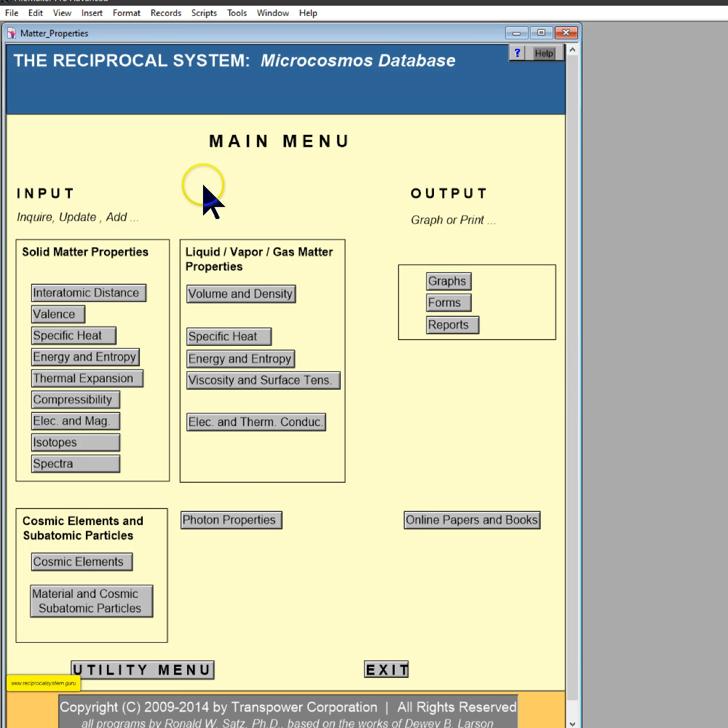Then there's the Reciprocal System Macrocosmos database, which I've already covered in numerous screencasts. It covers the properties of the universe as a whole, galaxy clusters and groups, galaxies, star clusters, stars, planets, moons, minor bodies like asteroids and comets, nebulae, gas and dust, and voids. It also contains a great graphing program.